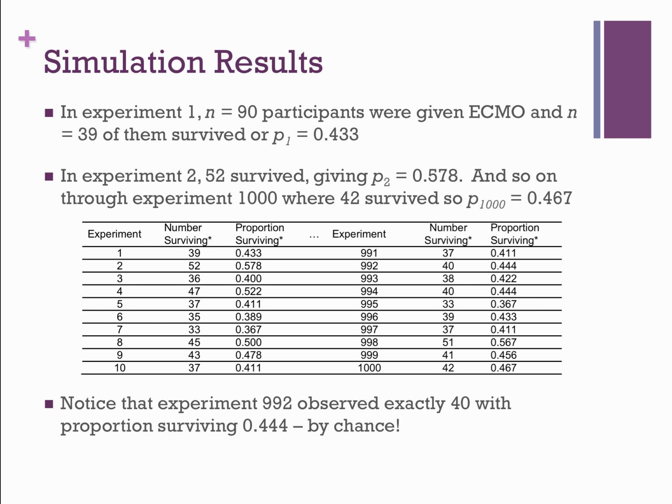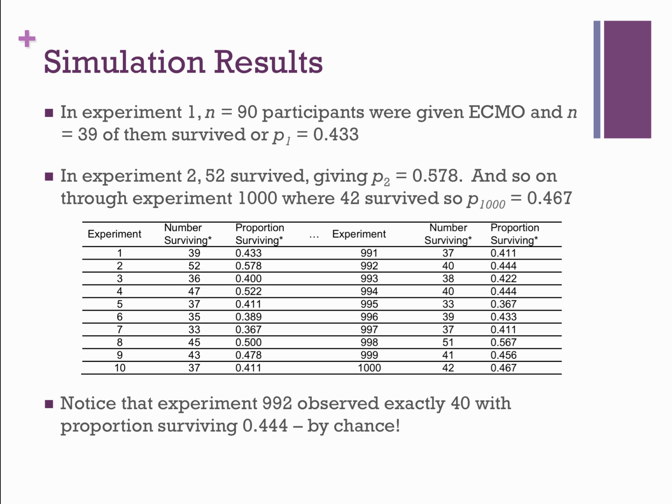Interestingly, if you notice experiment 992 there, the second row from the top on the right side, had exactly 40 surviving, with the proportion surviving of 0.444 by chance. That's actually relatively close to what our null hypothesis was of 0.44. If you rounded 0.444, you would get 0.44. So we did see here, just in one of our 1,000, something very close to what we expected.